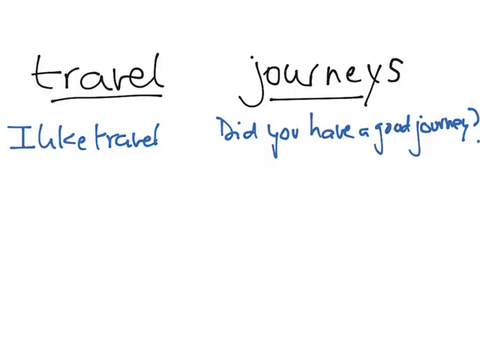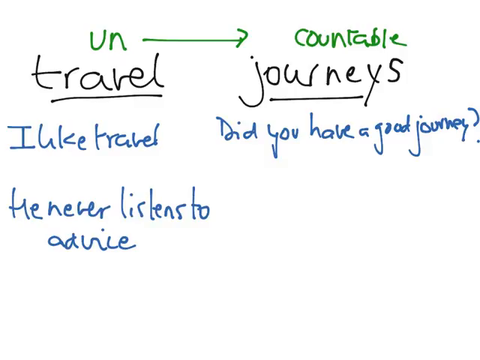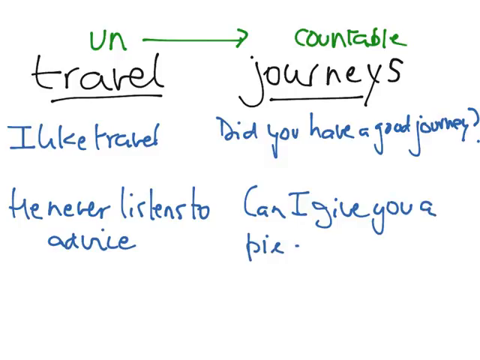So sometimes we have an uncountable word and we make it countable with a word totally different. Other times, we use an expression: he never listens to advice, or can I give you a piece of advice? That's another way of making it countable. So there are many words in English which are uncountable, and to make them countable, we need another word.